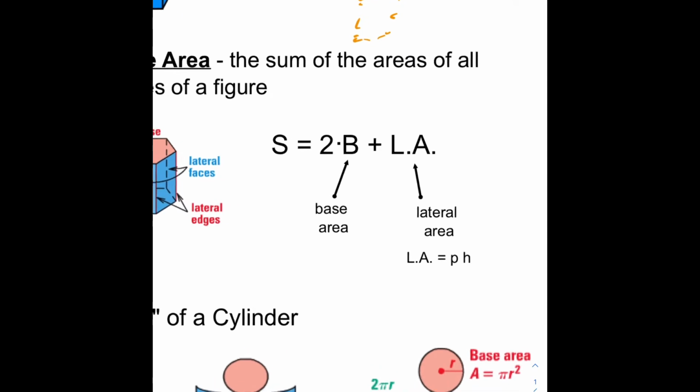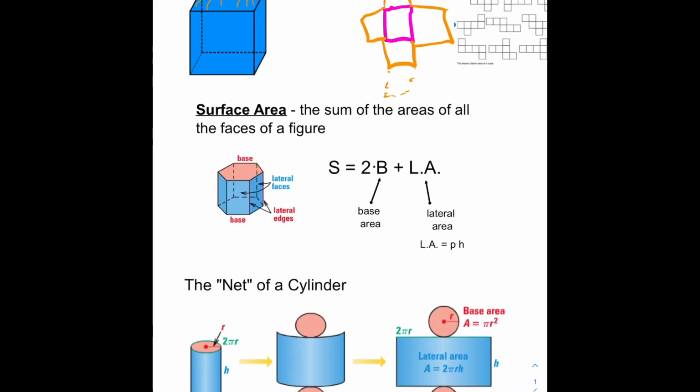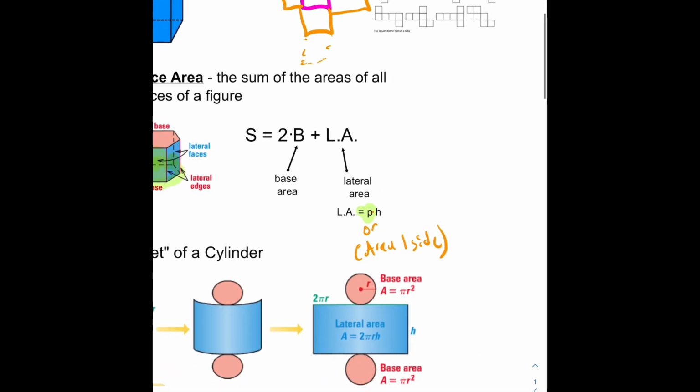So again, the lateral area is this blue area that goes all the way around it. So what I would do is I would find the area of one of them. I would multiply it by 1, 2, 3, 4, 5, 6. So I'd multiply it by 6. Another way to do it is to take the perimeter of the base. So that's what this is telling you to do. Take the perimeter and multiply by the height, or find the area of one side and then multiply it by how many sides you have, which in this case would be 6.